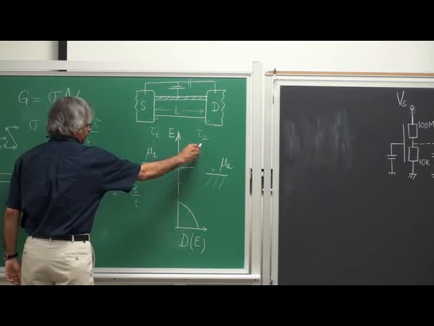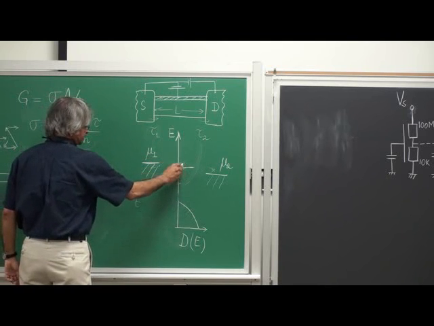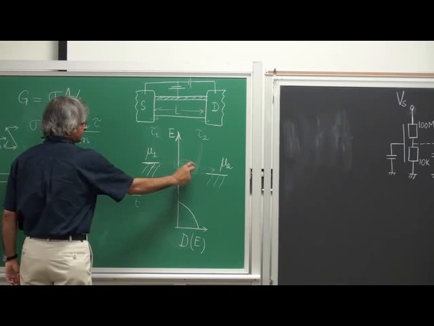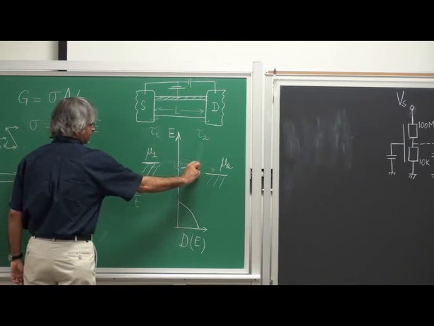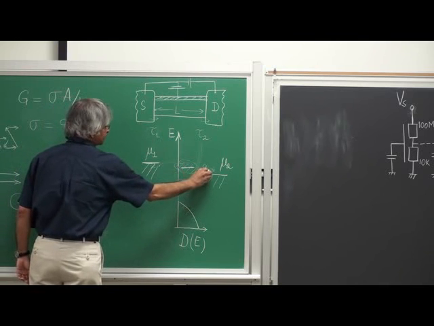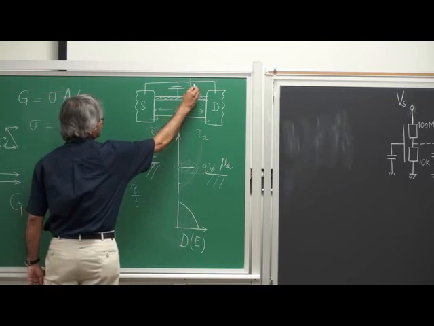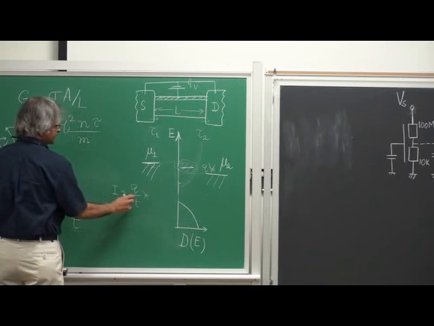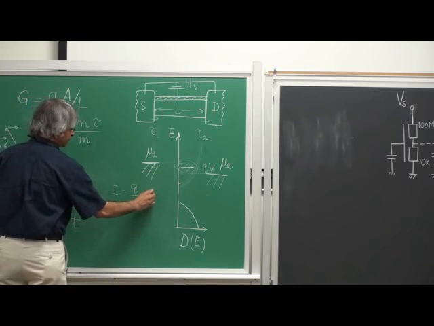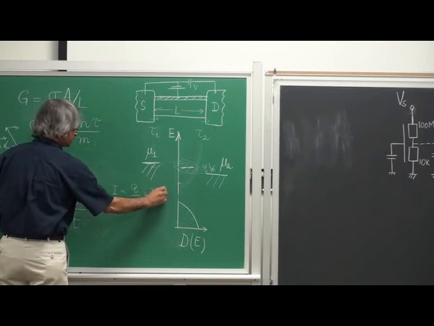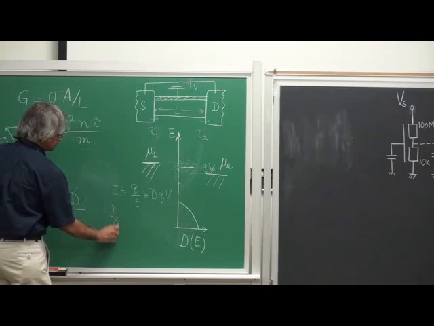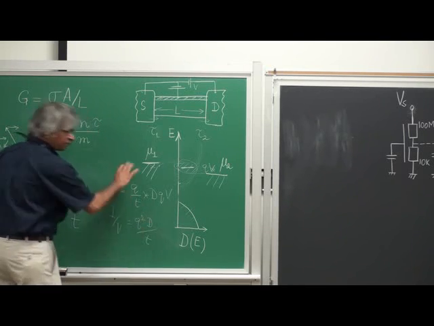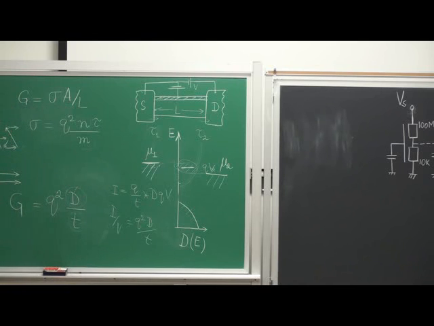And when you have a distributed density of states, how many states do you have here? Well, that's the density of states times this energy window, and that energy window is Q times V. Why? Because the two chemical potentials are separated by V. So this is per state. And how many states do I have? Well, D, density of states, times Q times V. And so conductance is equal to Q squared. That would be the quick one-line derivation of what we are talking about.